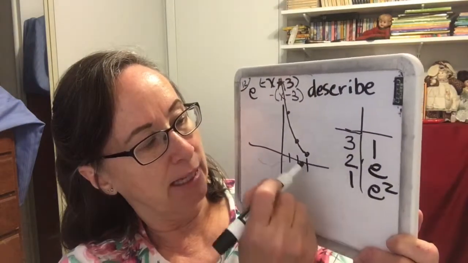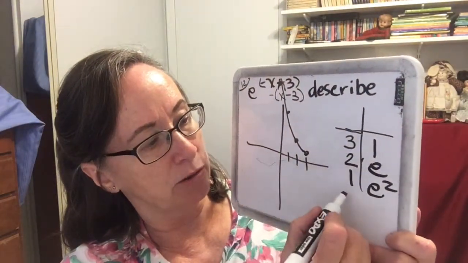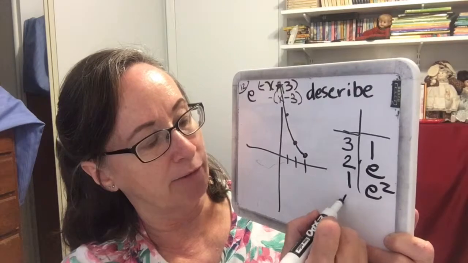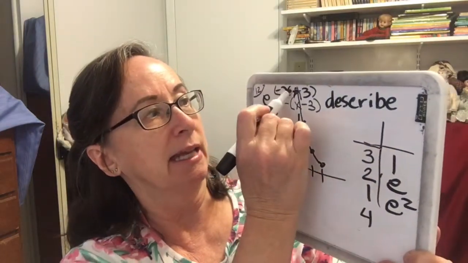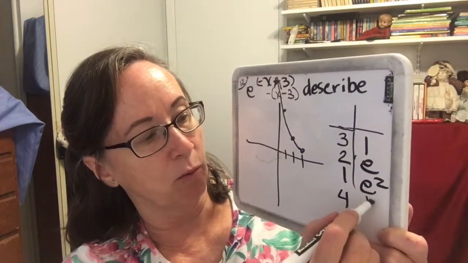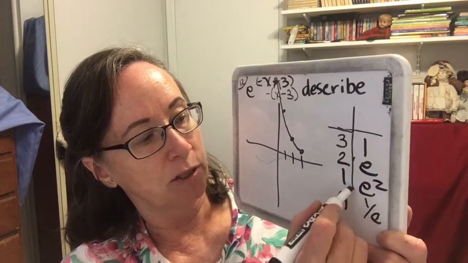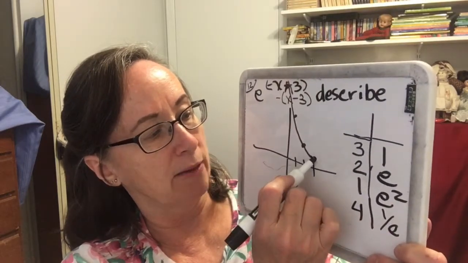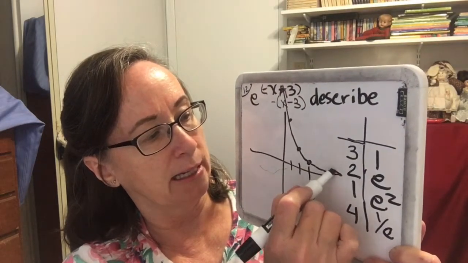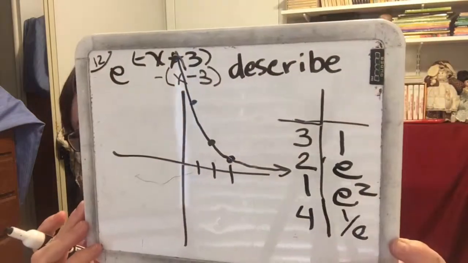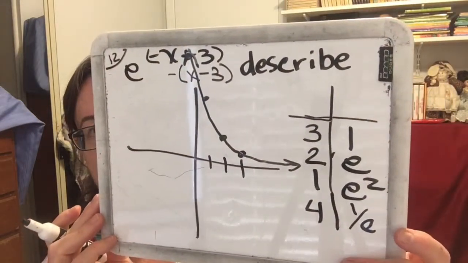Okay, and then I'm going to come down closer to the axis. I plug in a 4, and I'm going to get a -1, which is going to be a 1 over e, which is 1 over 2.7. So this is declining in this direction. So that should be a fairly decent graph.